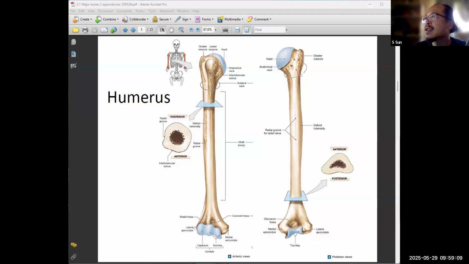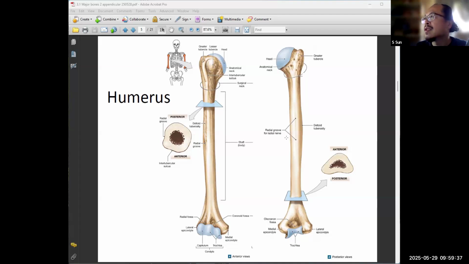So that's that. When we look from the posterior view, you can see the greater tubercle is much more noticeable. The head, the surgical neck, and again the shaft. Between the two ends, the major portion right here is called the shaft, the body.